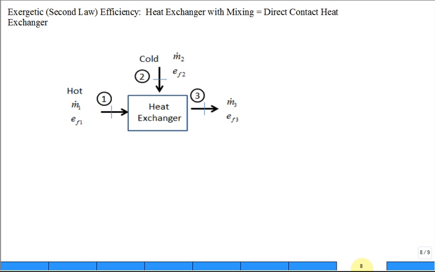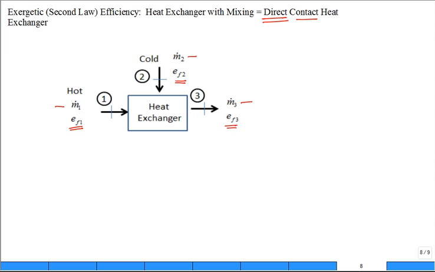Now we have a heat exchanger, but this one is called a direct contact heat exchanger. Think about it. I bring in a hot fluid, it comes in at 1. I bring in a cold fluid, it's coming in at 2. And we only have one outlet, that's 3. So the cold and the hot mix to create something that's lukewarm. And this happens a lot in power plants and other devices. So we have the mass flow rate at 1 coming in, 2 coming in, 3 going out. The flow exergy in at 1, flow exergy in at 2, and the flow exergy out at 3.